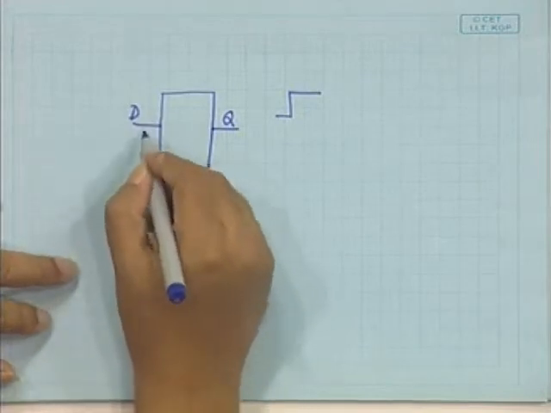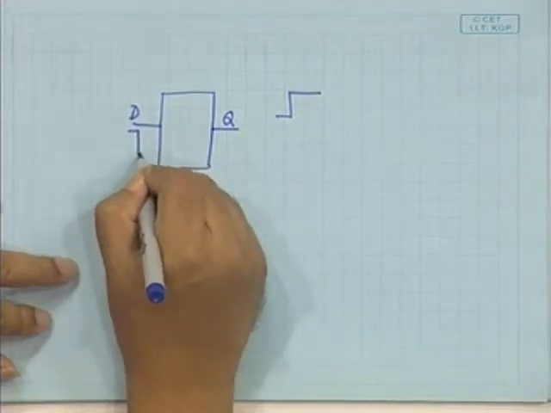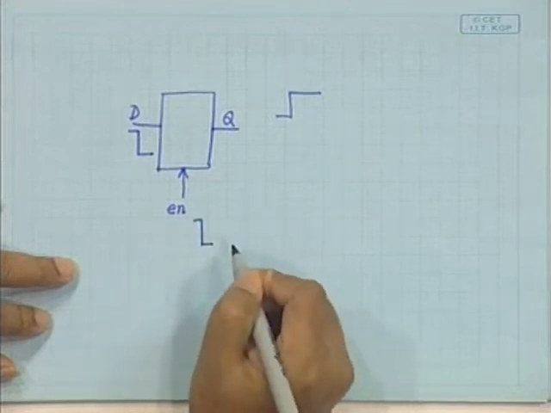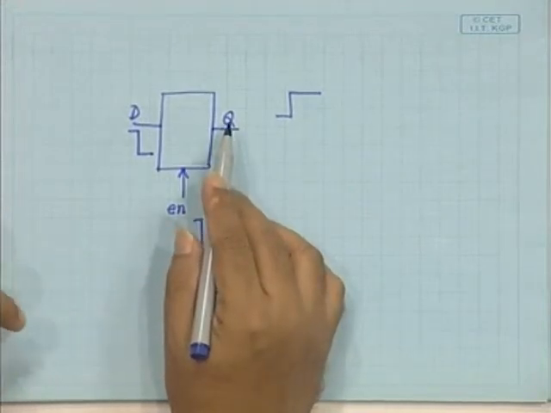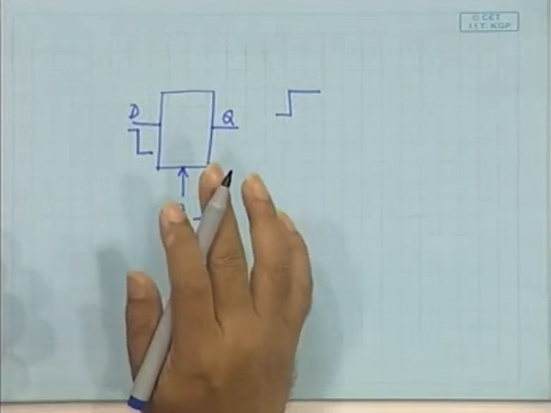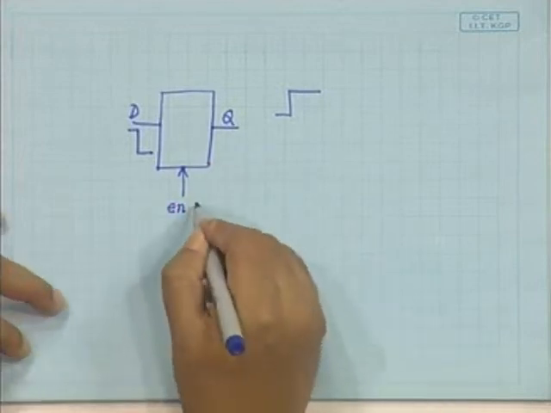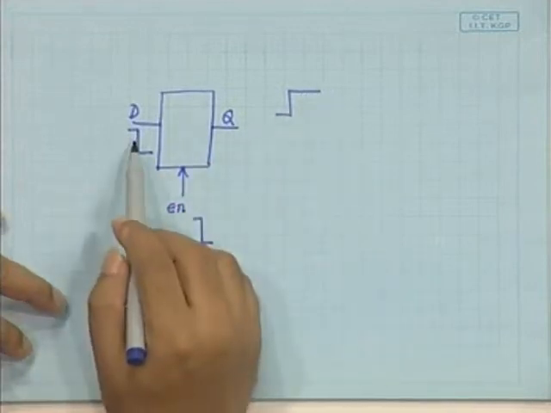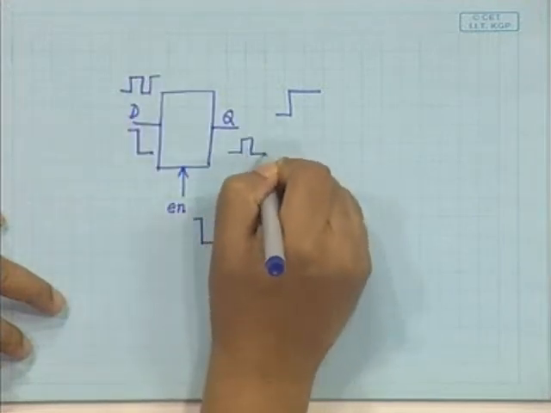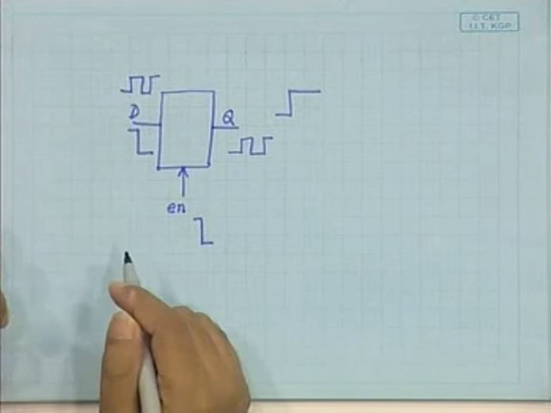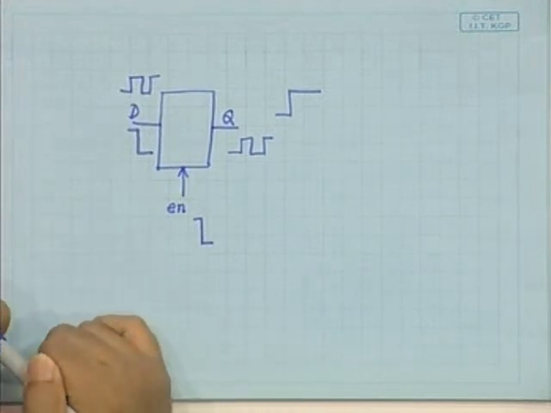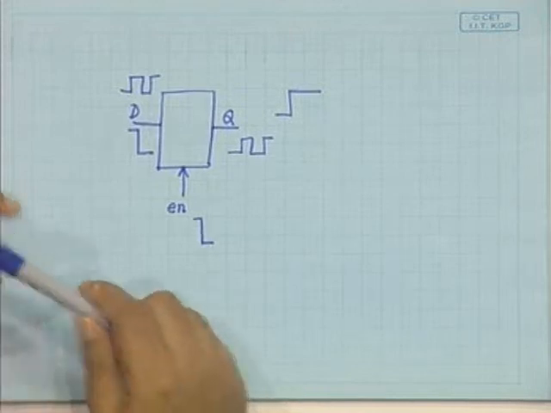So, if I lower D and then lower enable, then the value of Q will be 0. It is going to get latched at 0, right? As long as enable is high, if I pass some signal through D, I will see the same signal at Q, because it is just acting as a transparent latch. Is that clear? Right.